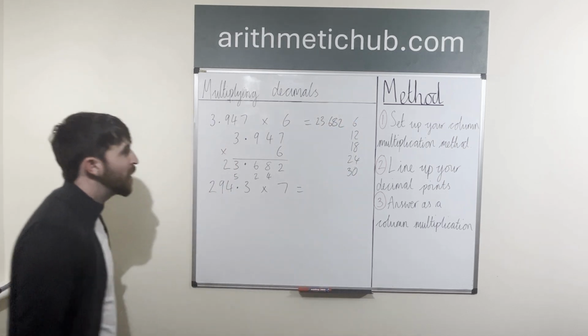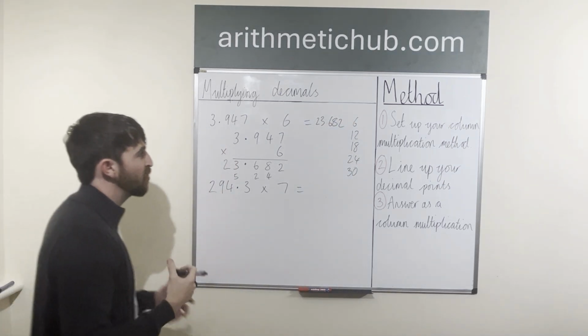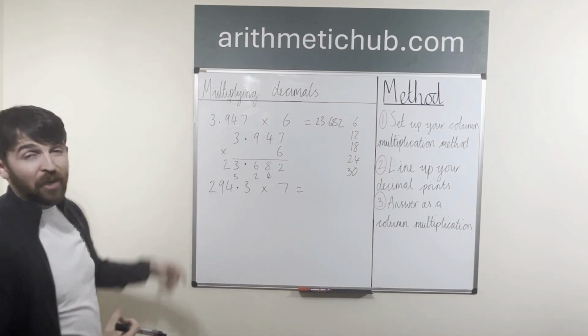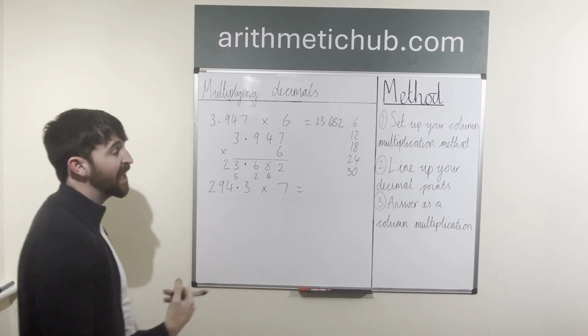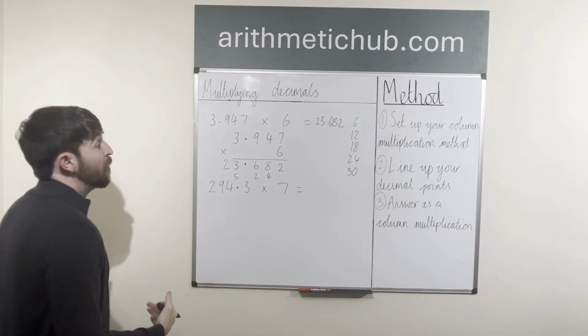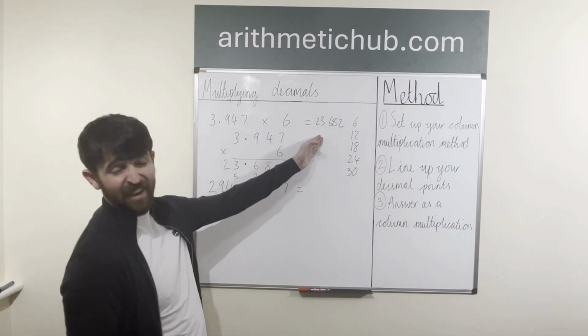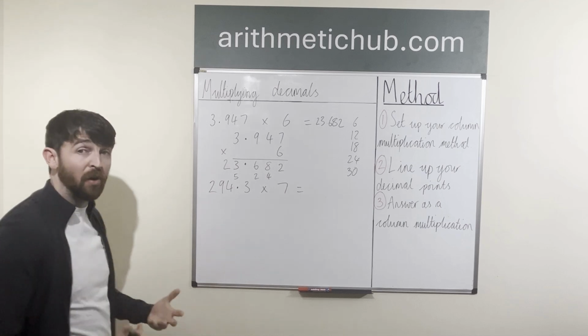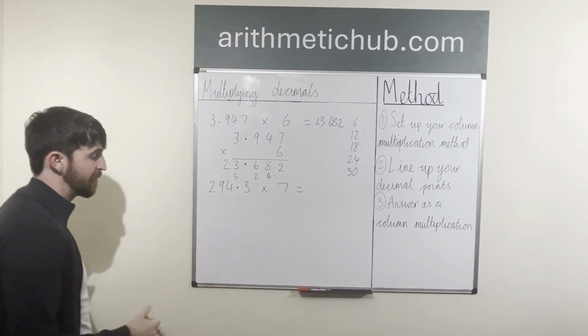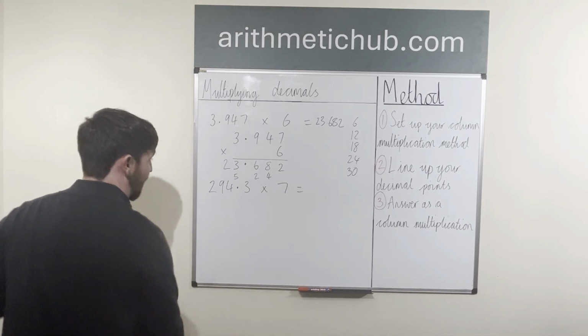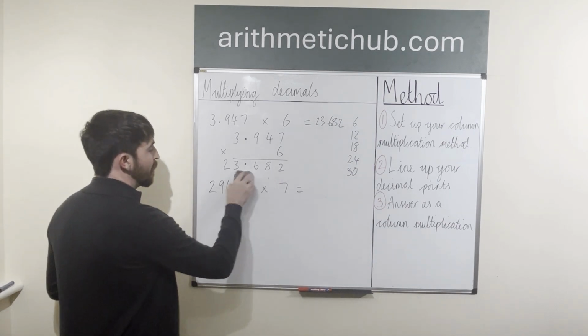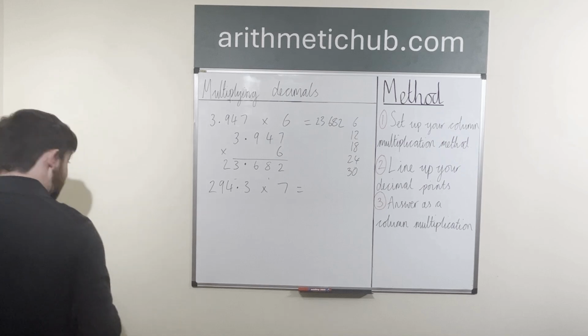23.682. And again, we can do a sort of eye test, which we like to do to check, does it make sense? 3.947 is very nearly 4, isn't it? We know 4 times 6 is going to give us 24, so our answer is really close to being 24. So it makes sense to us that that would be the answer, and that would be accurate. Okay, let's move on to this next one.